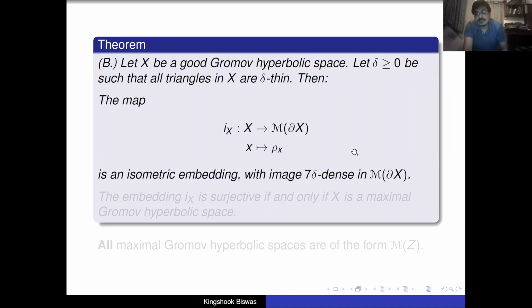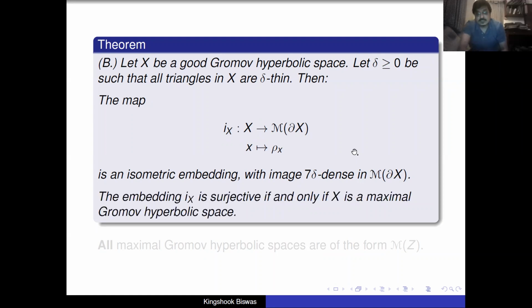Moreover, this isometric embedding is surjective, so the map becomes an isometry from X to M of ∂X, if and only if X is a maximal Gromov hyperbolic space. So in other words, if X is a maximal Gromov hyperbolic space, then X is isometric to M of ∂X. So what that means is that, in fact, all maximal Gromov hyperbolic spaces are of the form M of Z for some quasi-metric antipodal space Z.